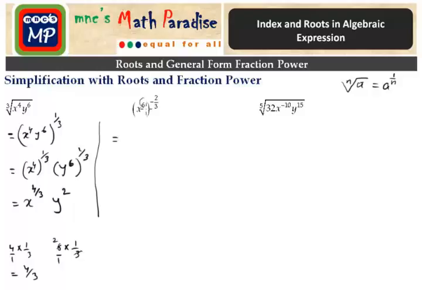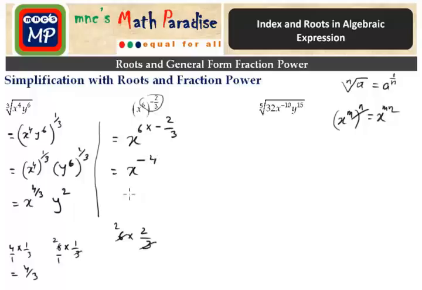So power on power, we know the index law that x to the power m to the power n, these powers will multiply, so x to the power mn. So we have x to the power 6 times minus 2 by 3. If we cancel, 6 times 2 by 3, 3 and 3 will cancel, so 2, we will get x to the power minus 2 times 2, which is 4. So we can write this x to the power minus 4 as x to the power 1 divided by x to the power 4, making it a positive power.